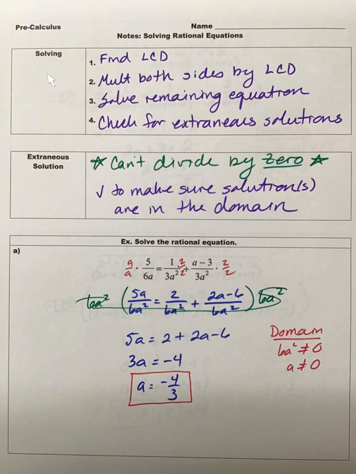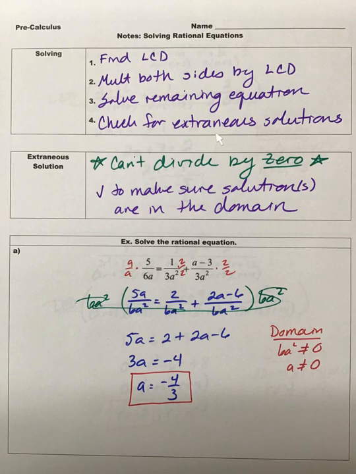All right, so to solve, the first thing we're going to do is find that least common denominator. Once we have a least common denominator, we're going to multiply both sides by that least common denominator because then the fraction will disappear. You'll be left with either a linear equation or a quadratic equation, so you will solve that remaining equation. But here's where you have to be careful.